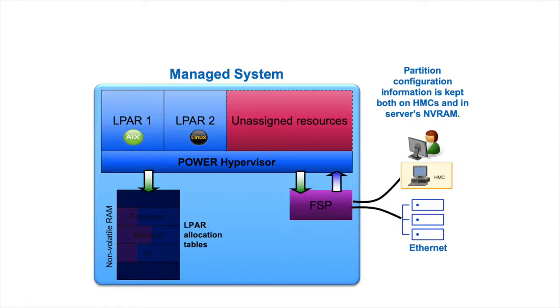Now, the HMC is connected to the managed system through an Ethernet connection to the service processor. The service processor is yet another processor, separate and independent, that provides hardware initialization during system load. It monitors the environment, and it provides processing on error events and maintenance support.